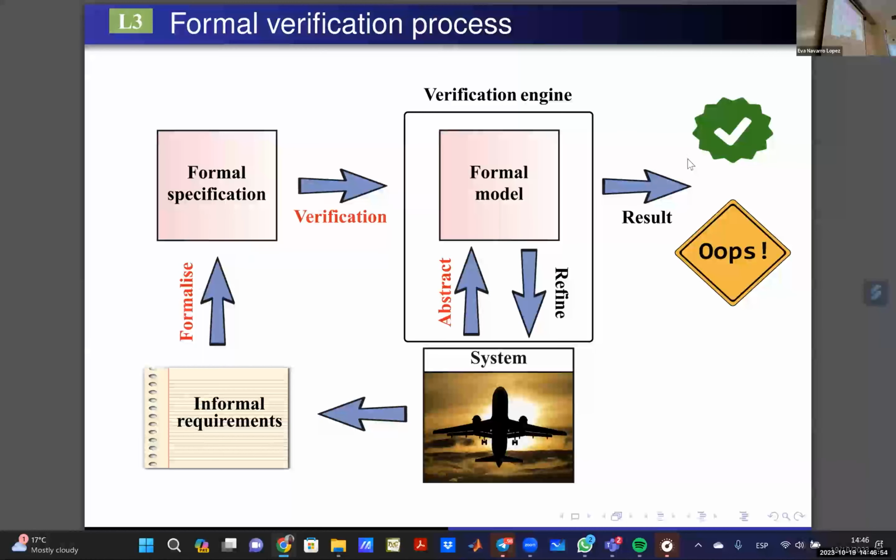And the formal verification process is that you have informal requirements, like we do in engineering. You have a formal specification, you push a button and you say, come on, tell me if this is correct or not. And then it says it is correct or it's not correct. It's not as simple as this. It's a very complex process.